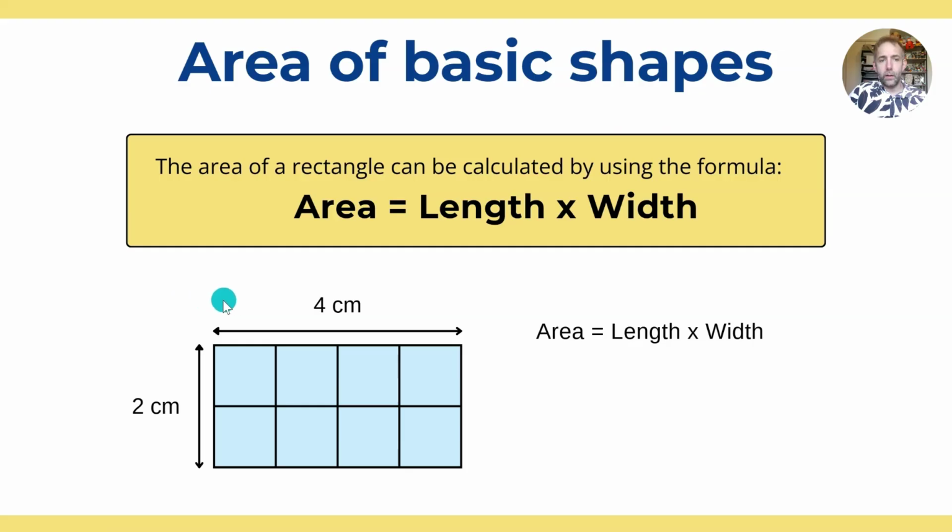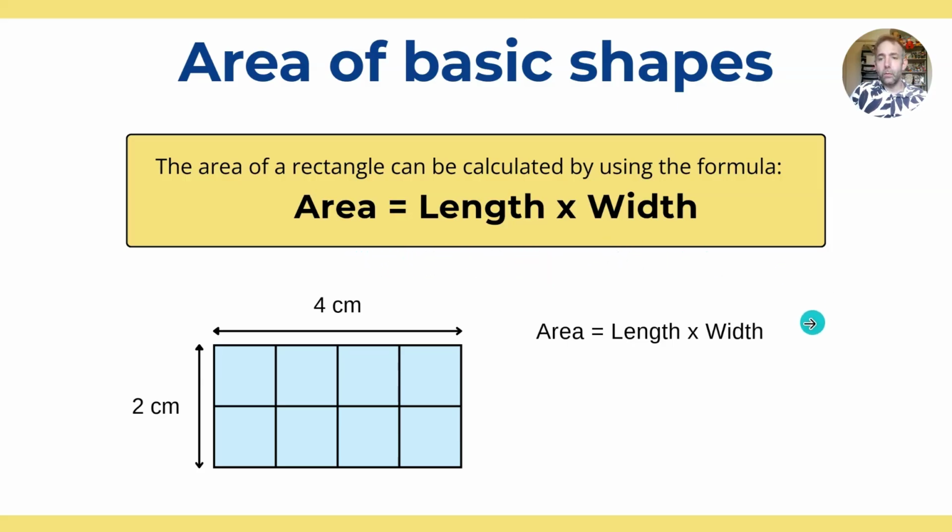So here we've got a rectangle which is 4 lots of 2. So you can see here that every square is 1 centimeter squared because it's 1 centimeter by 1 centimeter. So if we count the squares, we've got 1, 2, 3, 4, 5, 6, 7, 8. However, in these diagrams, it's not going to be very often that you're actually given these squares. You'll just be given the outline. So we can say that the area for any rectangle, or a square by that matter, is length times width.